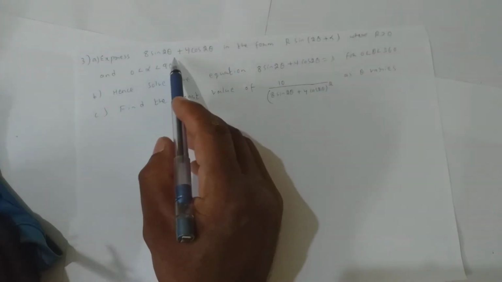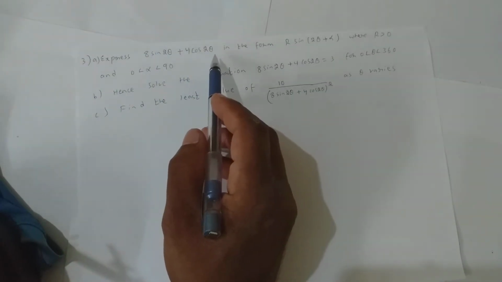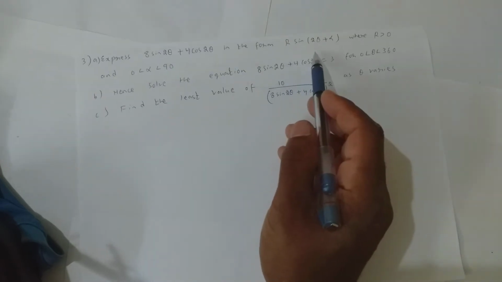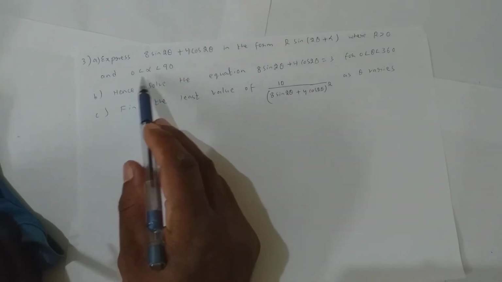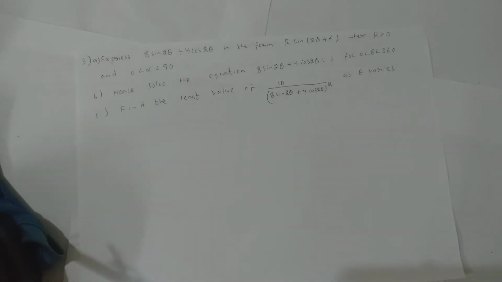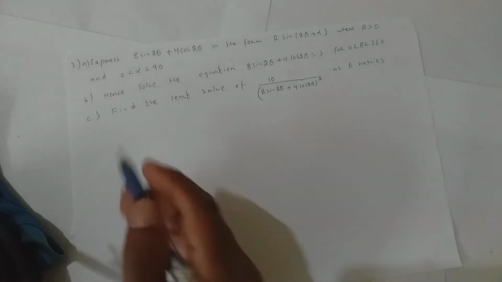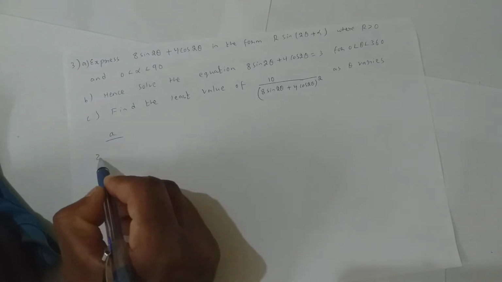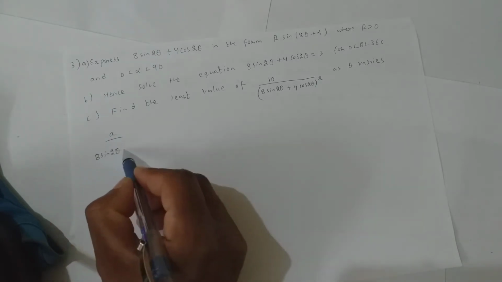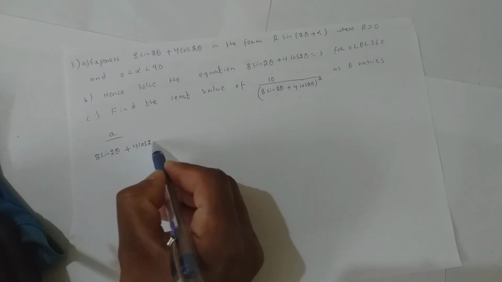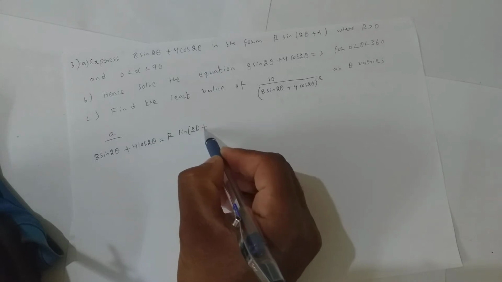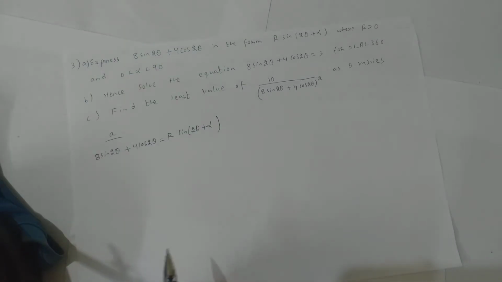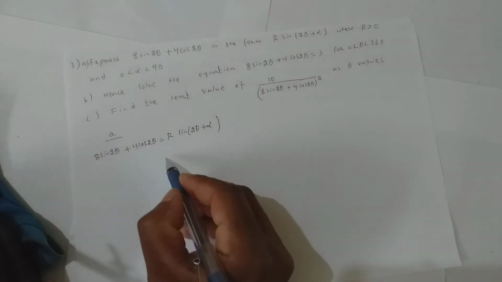Express 8 sin 2 theta plus 4 cos 2 theta in the form r sin(2 theta plus alpha), where r is greater than 0 and alpha lies between 0 and 90. As we discussed in the last video, what is the first step that we do? We equate. So 8 sin 2 theta plus 4 cos 2 theta equals r times sine of (2 theta plus alpha). Clear?